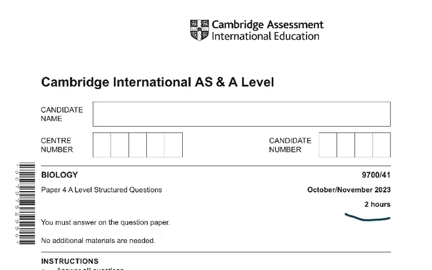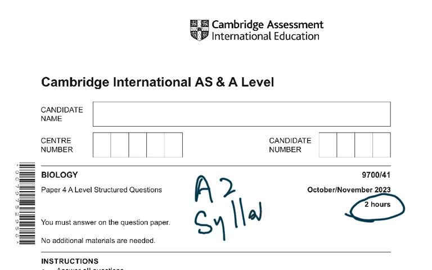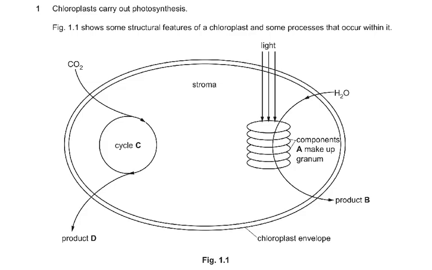As you all know, this paper is for 2 hours, and this covers the 8 chapters of the A2 syllabus, which we are going to be talking about, and the questions which we are going to handle. Now you can see the first question is about photosynthesis, and usually the first question is a little easier, just to break the ice.